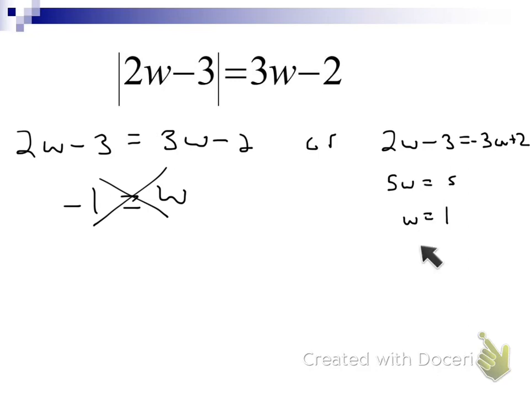Let's check this other one. 2 minus 3 is -1. Absolute value of -1 is 1. 3 minus 2 is 1. Our only solution is w equals 1. So it's a set of just 1.